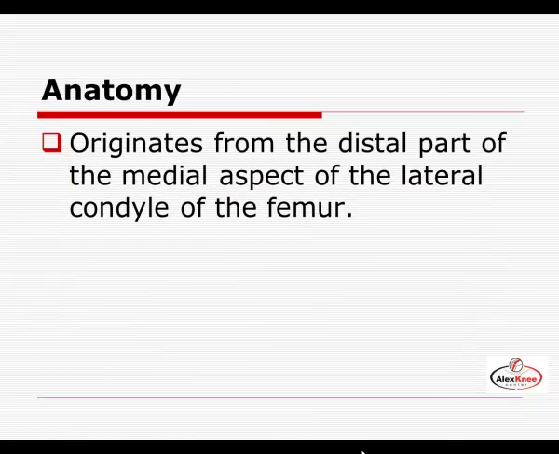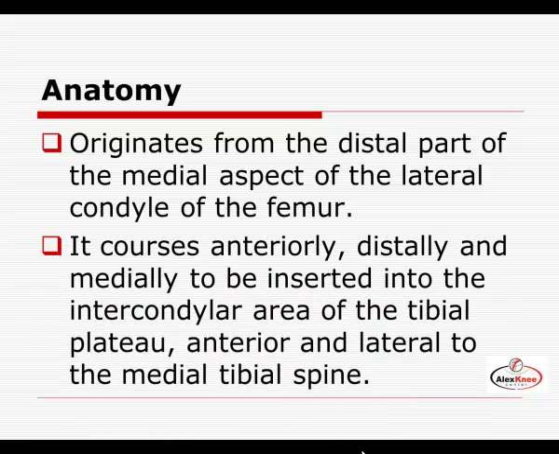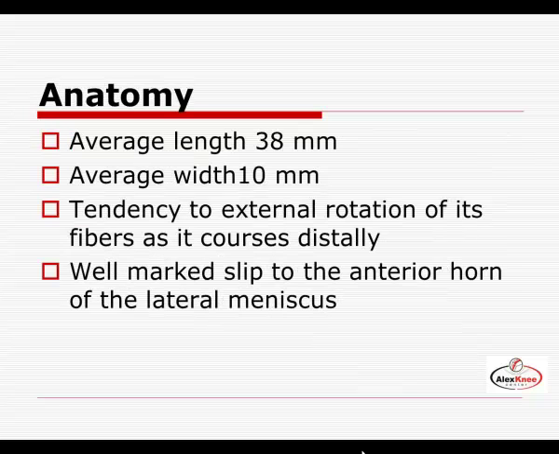The anterior cruciate ligament originates from the distal part of the medial aspect of the lateral condyle of the femur, and it's very important to remember this phrase. It courses anteriorly and distally to be inserted medially into the intercondylar area of the tibial plateau, as everybody knows. So the origin is from the distal medial part of the lateral femoral condyle, and the insertion is into the intercondylar area, anterior and lateral to the medial tibial spine.